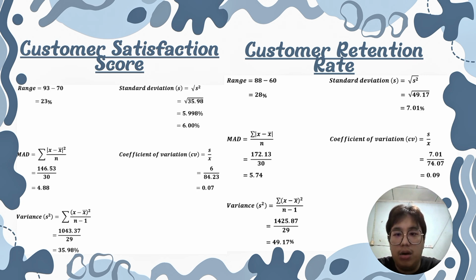Lastly, we consider the coefficient of variation, or CV, which expresses the standard deviation as a percentage of the mean. This is especially useful when comparing the variability of datasets with different units or scales. The CV for satisfaction score is about 0.07, while the CV for retention rate is higher at 0.09. This clearly shows that even when adjusting for differences in the means, customer retention rate is still more variable than customer satisfaction score. That's all from me.